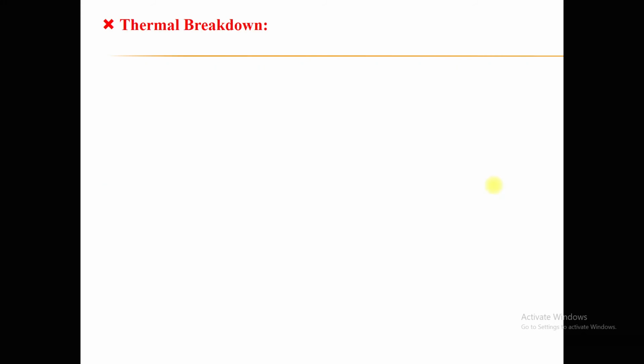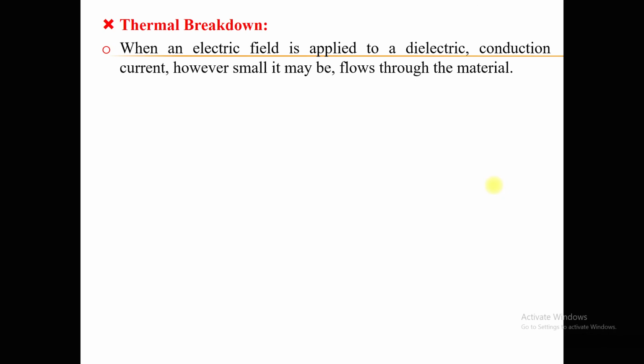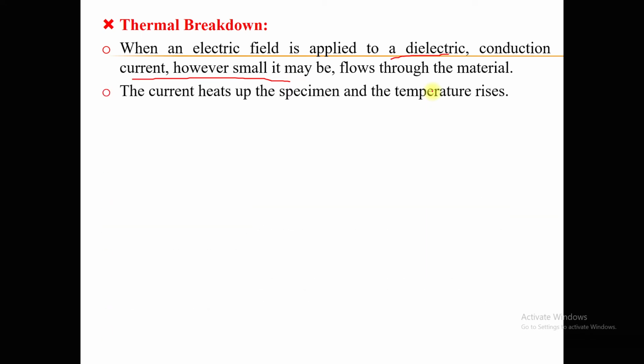The other is the thermal breakdown phenomena. Okay, a very simple mechanism to understand. So when we are giving the electric field, ultimately when we are giving the voltage to a dielectric material, the conduction current will always be flowing through the material. Okay, there will always be a flow of conduction current when it is subjected to the voltage stress. So what is this current exactly doing? This current will heat up the specimen and raise the temperature of the specimen.